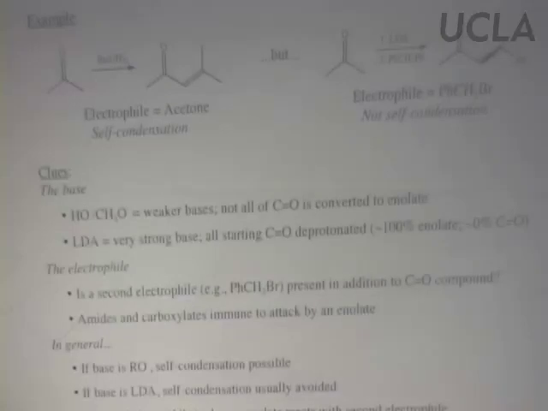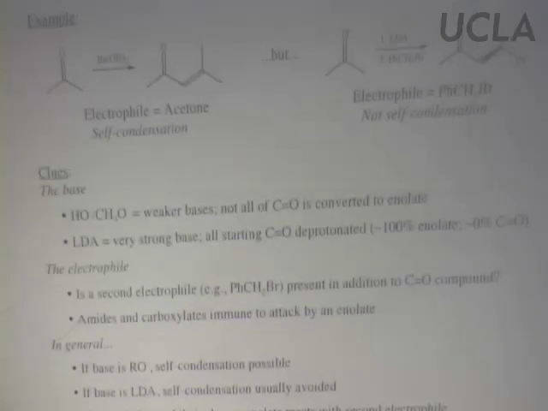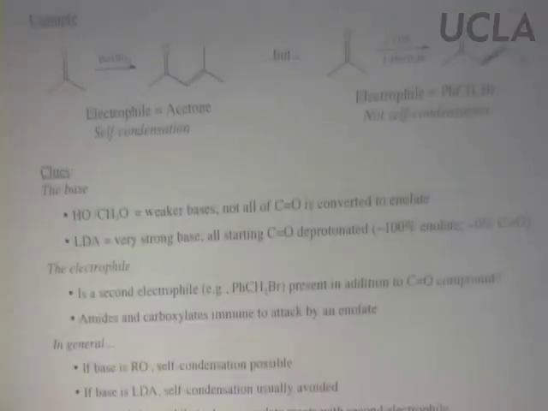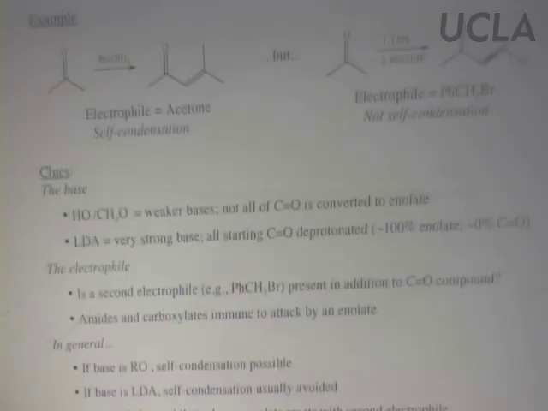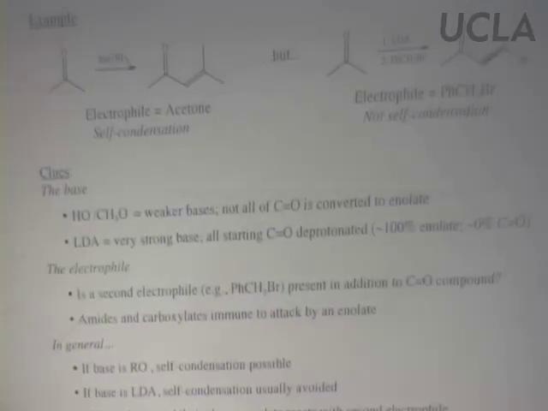Number 1, look at the nature of the base. Remember I was harping before on thinking what the equilibrium constant is, how much enolate is formed? This is where it becomes an issue. If you have a relatively weaker base, like hydroxide or methoxide, not very much of the carbonyl compound gets converted to an enolate. Maybe 1 in 1,000, maybe 1 in 1,000,000,000. But the enolate is swimming around in a sea of what it came from. Self-condensation is very common in those cases.